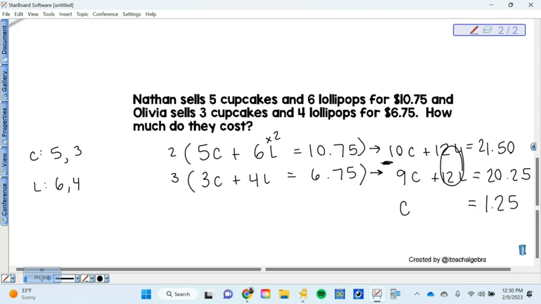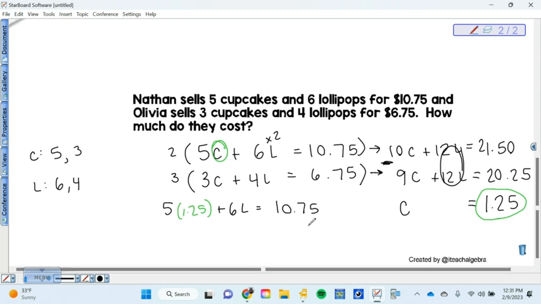That's right. So how much does a cupcake cost? Then how do I figure out how much the lollipop costs? Plug in for C. So 5C, but C we now know is 125. So 5 times 125 plus 6L equals 1075. What do I do to solve this for L?